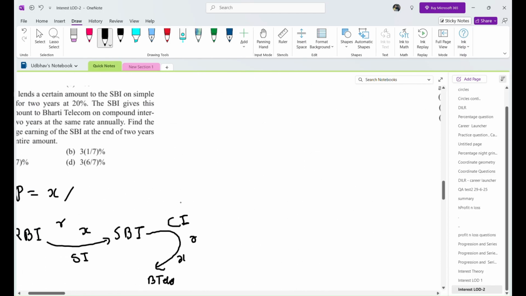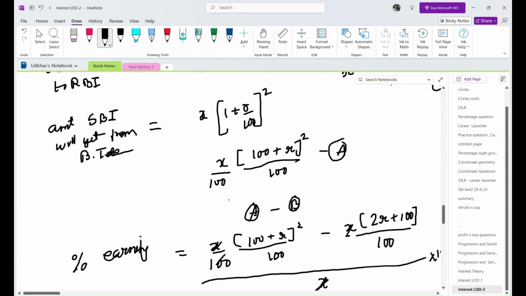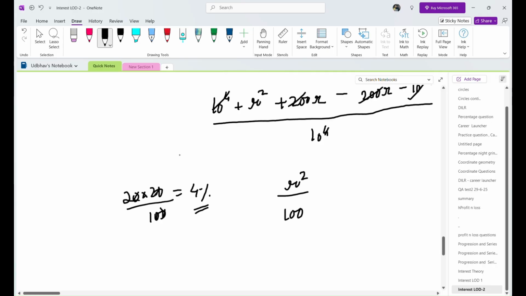So how? Oh, and we are given the rate was okay. So we were given the rate was 20%. We should not assume it r, but anyways, we can now just put r equals to 20 here. So that is 4%.